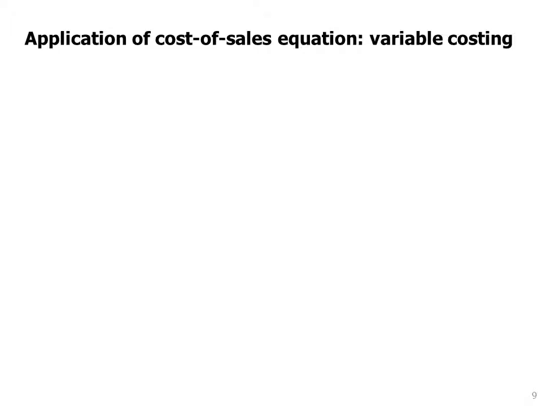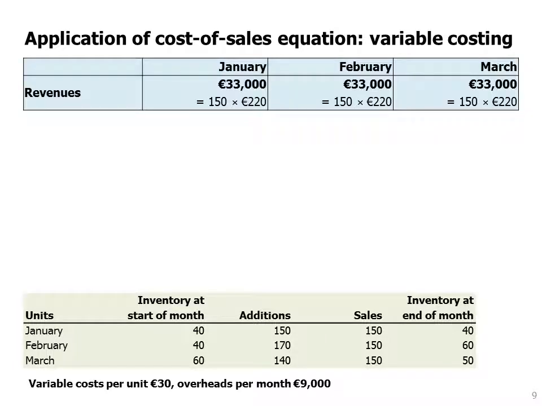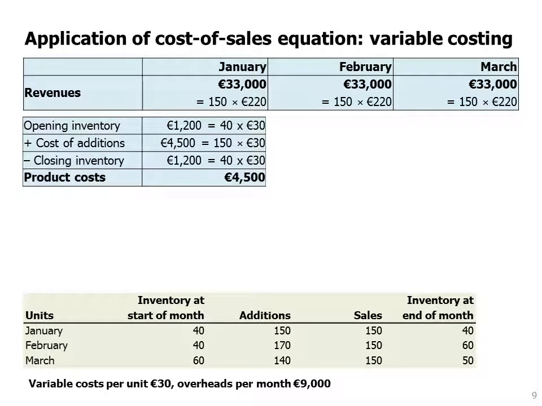So let's go through an application of the cost of sales equation under variable costing. So that's just a summary of the data I just went through. So revenue, 150 units at 220 euros each month. So revenue each month is 33,000 euros. And if we start off with January, opening inventory 40 units at 30 euros each, so 1,200, plus 150 units addition times 30 euros each is 4,500, and then minus closing inventory of 40 units at 30 euros each. Product cost is 4,500.